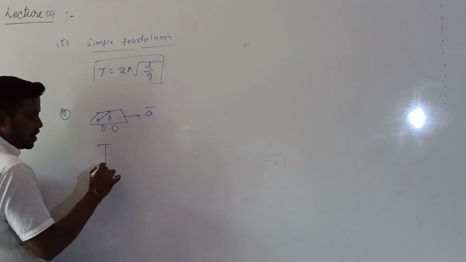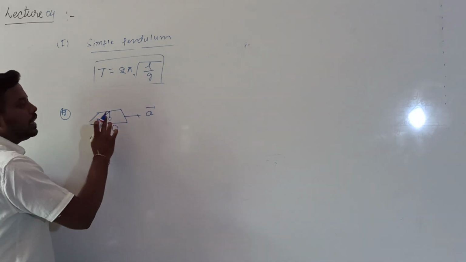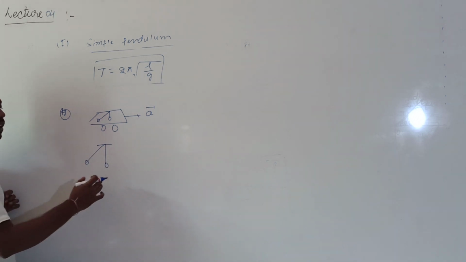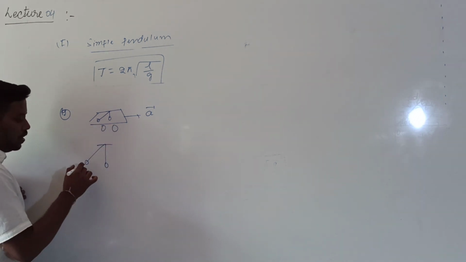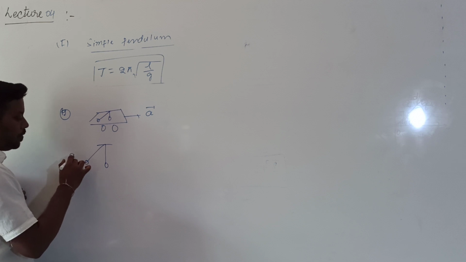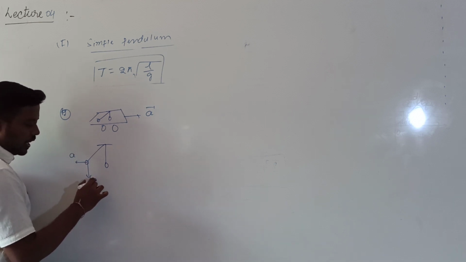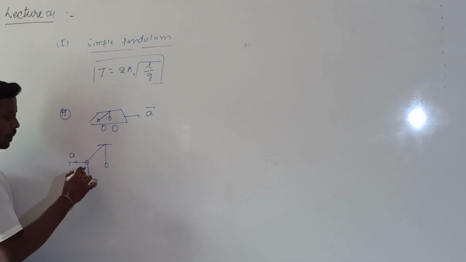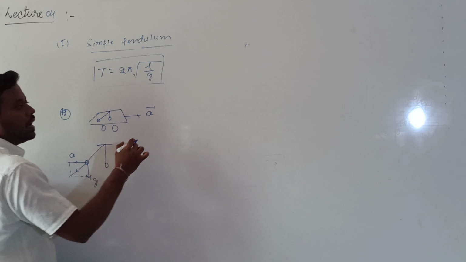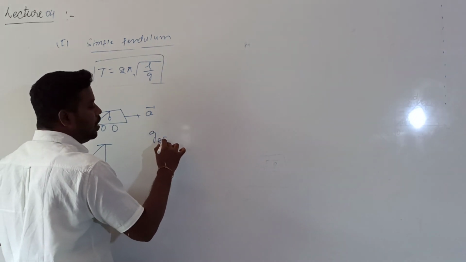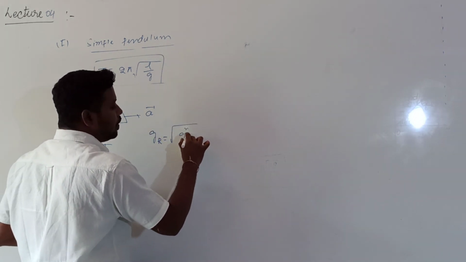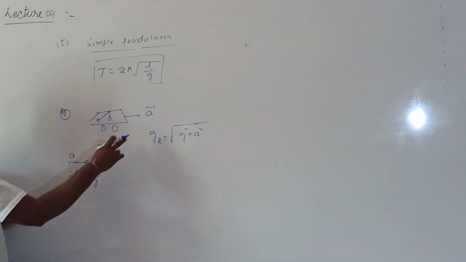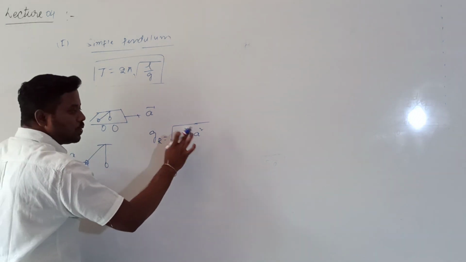Initially the bob is in the equilibrium position when the car is at rest. Now when the car is accelerated, the bob will experience a force, so an acceleration will act on the bob. And the acceleration due to gravity is given by g. Now, how do we calculate the resultant acceleration? Apply the parallelogram law. By applying the parallelogram law, g resultant is given by root over g square plus a square. Correct? When two vectors are perpendicular, the resultant is given by root over g square plus a square.